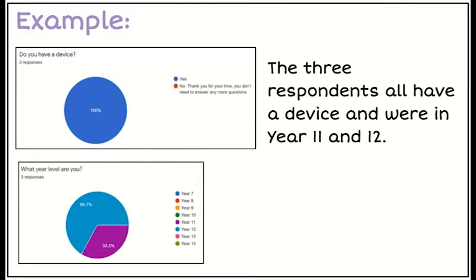The first step that I do is I just look at the results and write a sentence summarising what I see. So I can see from these graphs here that there were 3 respondents who all had a device, and they were either in year 11 or year 12. So those graphs, the data looks to be expected. Nothing jumps out at me as needing to be changed.